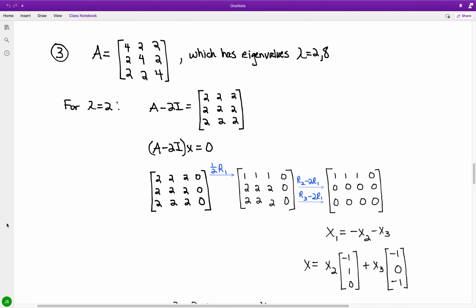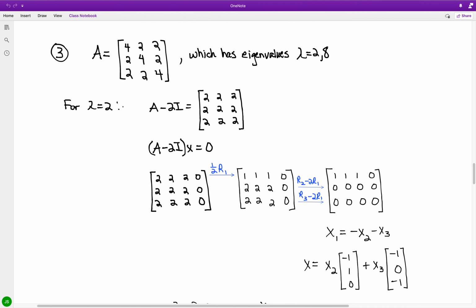Okay, continuing on with diagonalization. We just looked at whether 2 by 2 matrices of certain types were diagonalizable, and now we are crossing over to a 3 by 3 matrix. In this example, A is equal to this particular 3 by 3 matrix. First column we have 4, 2, 2. Second column we have 2, 4, 2. And the elements in the third column are 2, 2, and 4. We are given that the eigenvalues are 2 and 8.